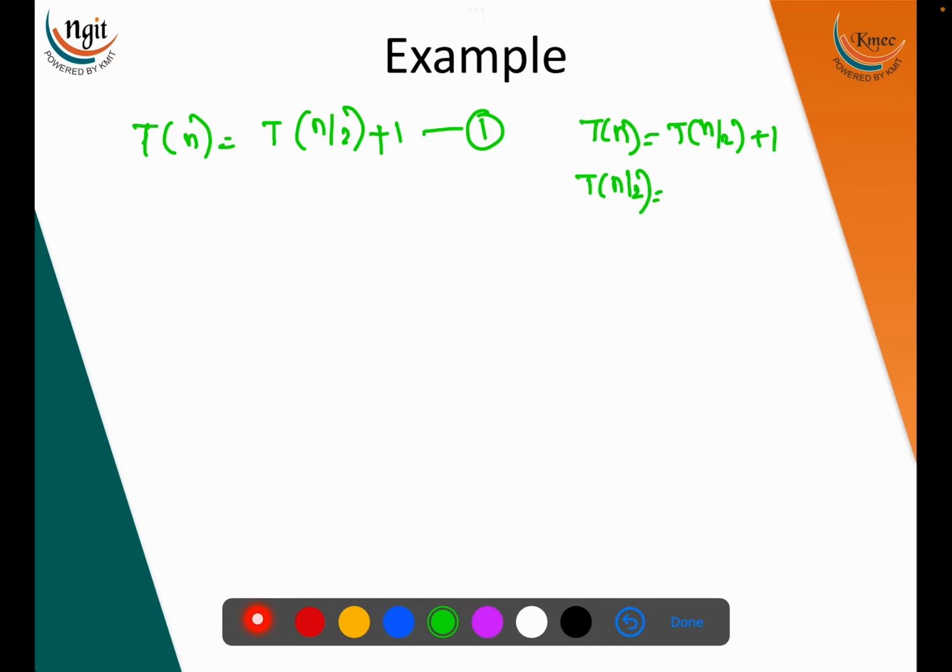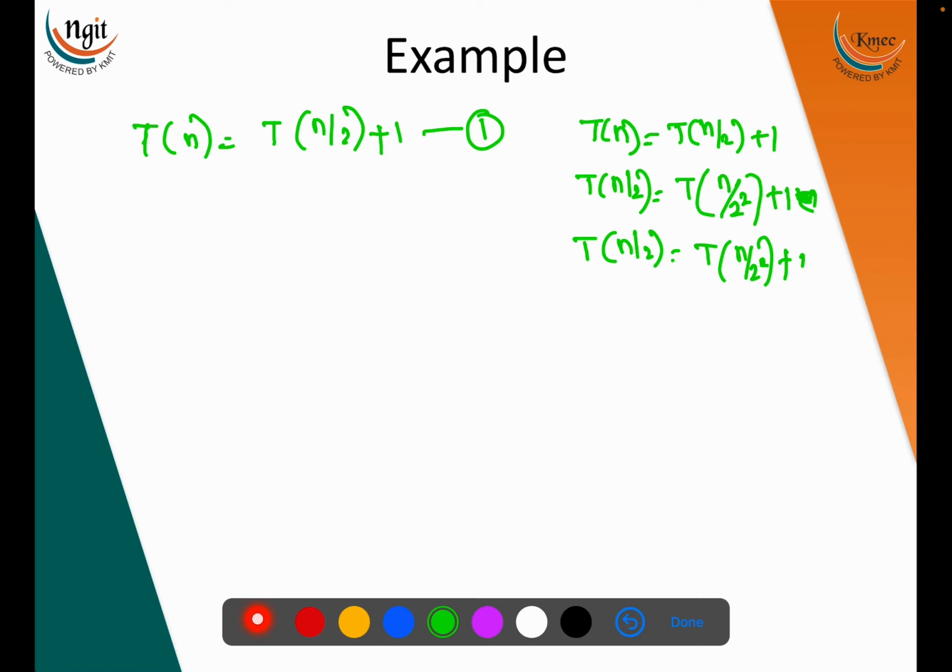From this you can write T of n by 2. Substitute n by 2 in the place of n. That is T of n by 2 by 2, that means T of n by 2 square, plus 1. So this is what T of n by 2 is. We are substituting into T of n, right? Now we'll get 1 more plus 1. So finally T of n by 2 is equal to T of n by 2 square plus 1.